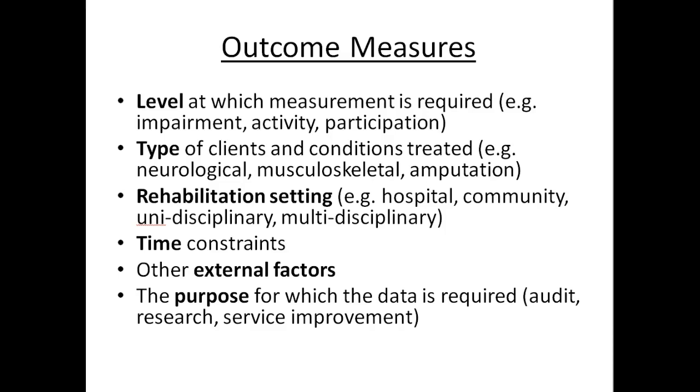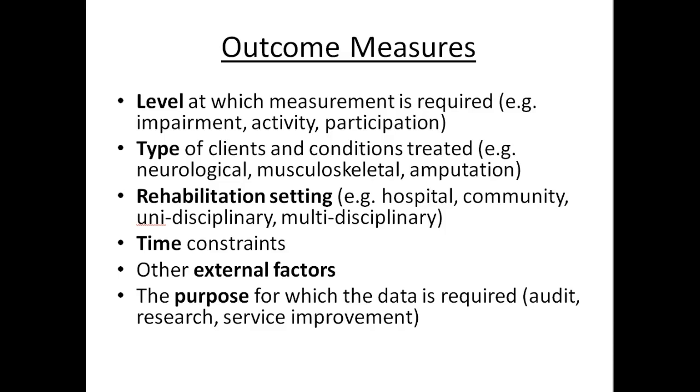Okay, so outcome measures. They're going to measure the level at which measurement is required. For example, which impairment, what activity, what participation. And then the type of client and conditions treated. For example, might be neurological, might be musculoskeletal, could be the amputee community. The rehab setting could be in the community, could be in the hospital. Could be just you as the physio on your own, or could be part of a bigger multidisciplinary team.